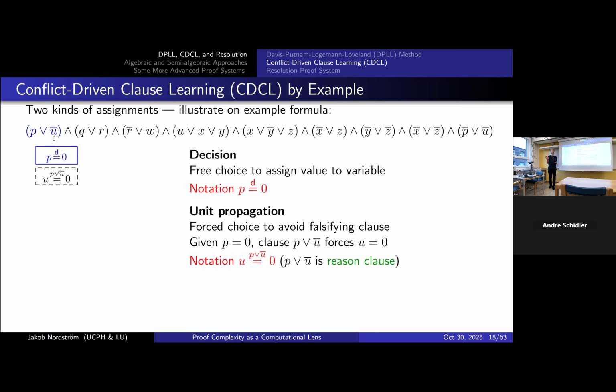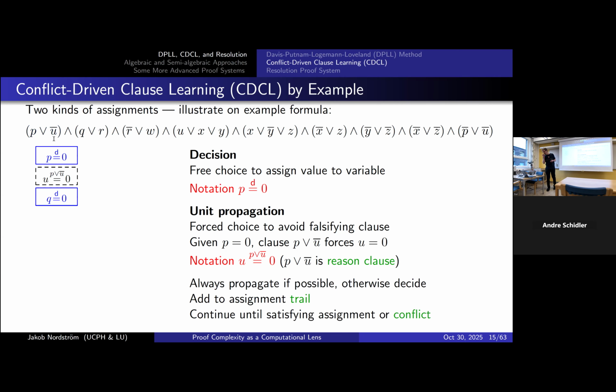This is what we didn't do before in our DPLL example. So once P is false, I should propagate U to be false, because otherwise I know that P or not U will be false. So I propagate U and I call P or not U the reason clause for this. And a modern SAT solver will always propagate and only make a new decision once you've done all the propagations. Here it turns out that there are no further propagations.